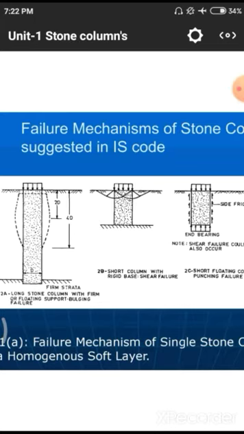In the short column, the load distribution is shown in the diagram from the earth level. The marked portion is the earth level, above which we have the application of load, and the distribution of the load is a trapezoidal pattern. We have the distribution of the load.